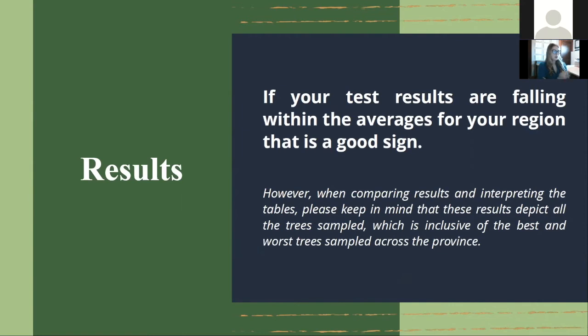Generally speaking, if your soil test results were falling within the averages for your region, that's a good sign, so you're on track. However, when you're comparing those results and interpreting the tables, keep in mind those results depict every tree that we sampled. So that's inclusive of the best trees, but it's also inclusive of the worst trees that we sampled.